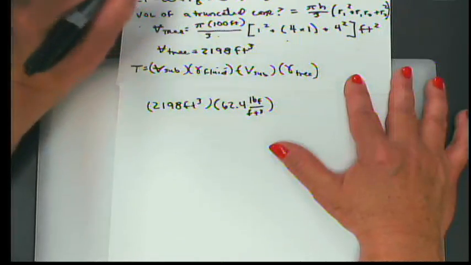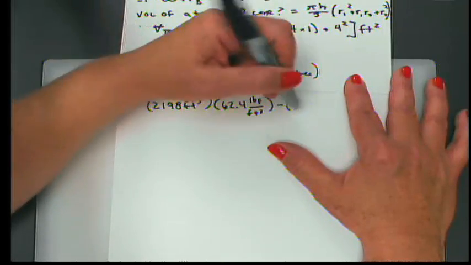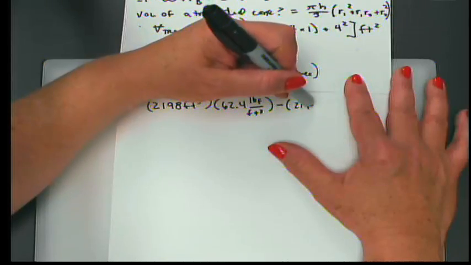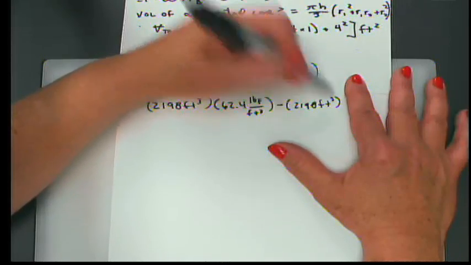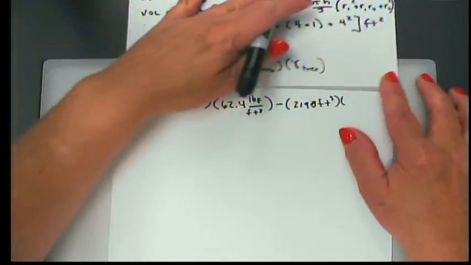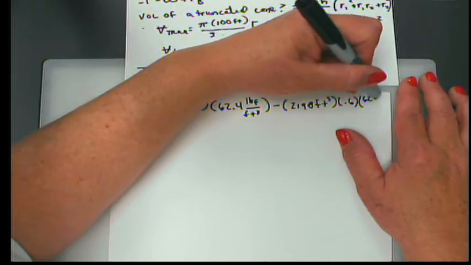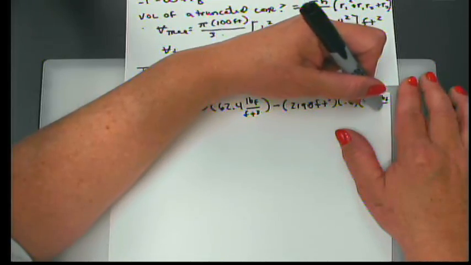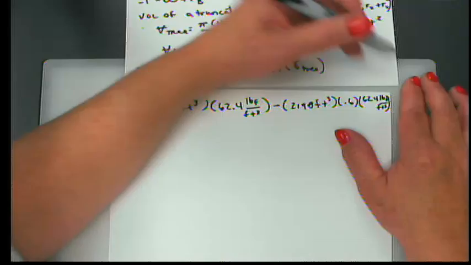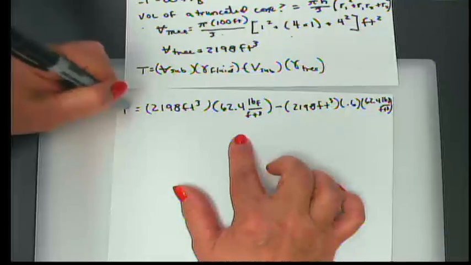That's on the inside front cover of your book, minus the volume submerged, which, since it's fully submerged, is exactly the same, times the gamma of the tree, which we're told has a specific gravity of 0.6. So that means this is 0.6 times 62.4 pounds of force per cubic foot. And that has to equal the tension.